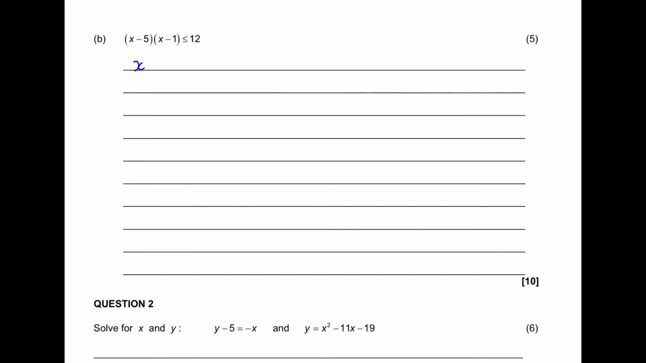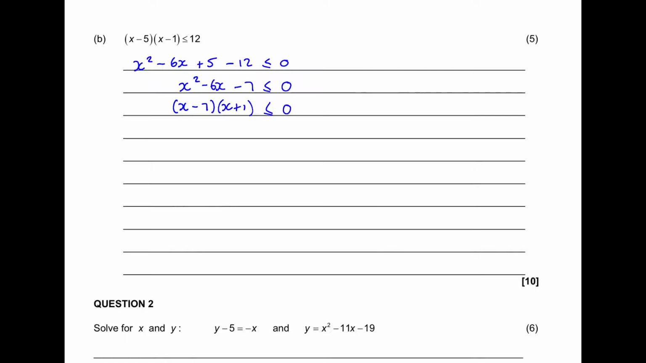So we get x squared. Then outer is minus 1x, minus 5x is minus 6x. And negative 5 times negative 1 is positive 5. Take over the 12 and less than or equal to 0. You could have done this in one step, because x squared minus 6x minus 7 is then the left-hand side in standard form. All right, now factorize your x squared minus 6x minus 7, and we get x minus 7, x plus 1 is less than or equal to 0.